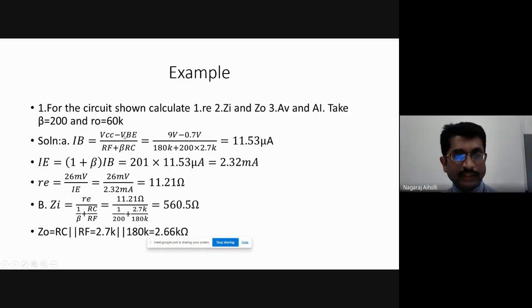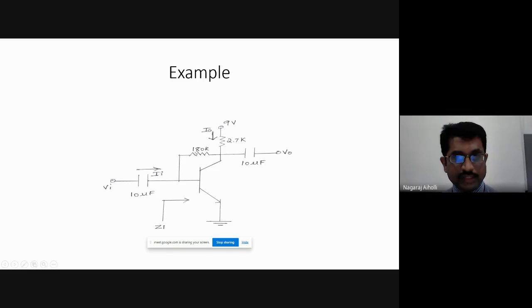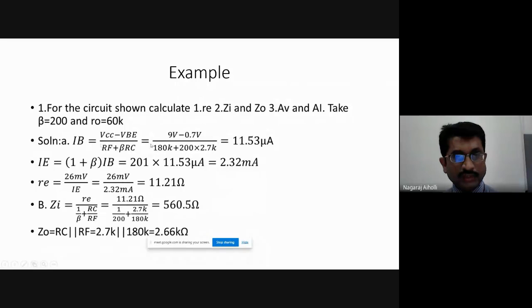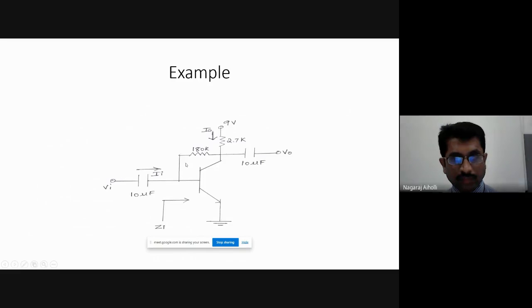IB equation is VCC minus VBE divided by RF plus beta RC. That is the equation for the base current. You will have to memorize these formulas, though we know how to get these equations by applying KVL to the input path and the output path of the circuit.